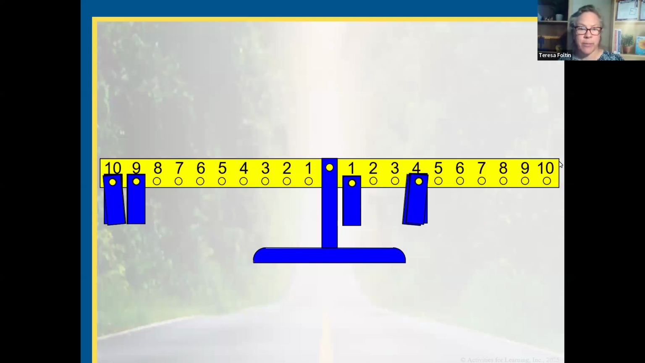Now let's look at the other problem. We can hang 7 weights on the 4, and we still have a remainder of 1, right? So that's just illustrating the 2 different perspectives of division.